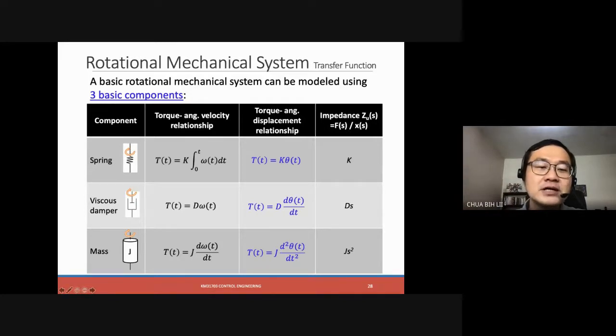So here we would refer to J instead of m. As you know, the torque is equal to I alpha, where alpha is the angular acceleration, and this J or I is referring to the mass moment of inertia. So here is the relationship between the angular torque as well as the angular velocity. And similarly, you have the impedance, and the concept is very similar. Once you understand how to form the equations of motion for a rotational mechanical system, you can easily use this impedance concept to help you.